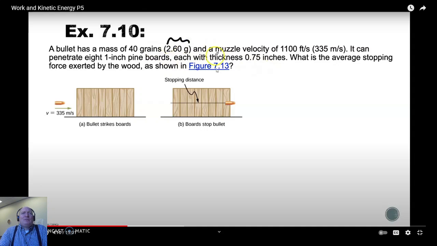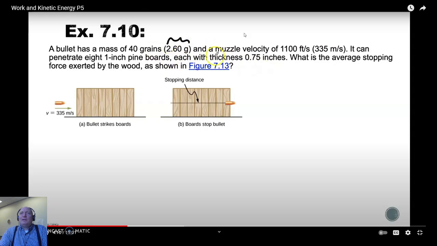Okay, and then each one 1-inch. 8 1-inch pine boards, each with thickness of 0.75 inches. 7.5 inches. Okay, that's weird. I think that means they're called 1 inch, but they're actually 3/4 of an inch, because it's not like this dimension is an inch, right? Because they're saying that this here is 0.75. There's no way this is 1. So I don't know why they're called 1-inch pine boards.